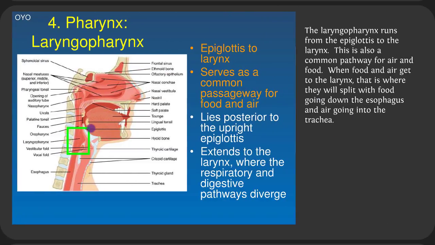The laryngopharynx runs from the epiglottis down to the larynx. It's also a common pathway for air and food. When food and air get to the larynx, that's where the food will split, with the food going down the esophagus and back, and the air going into the front, where the trachea is.